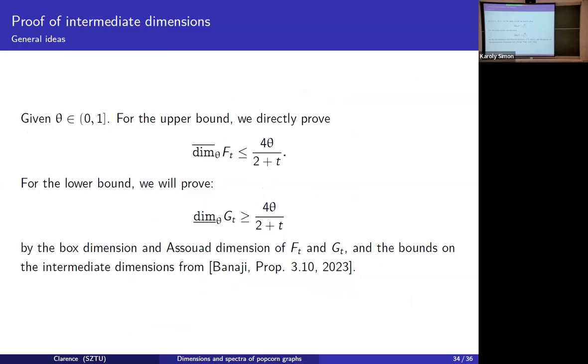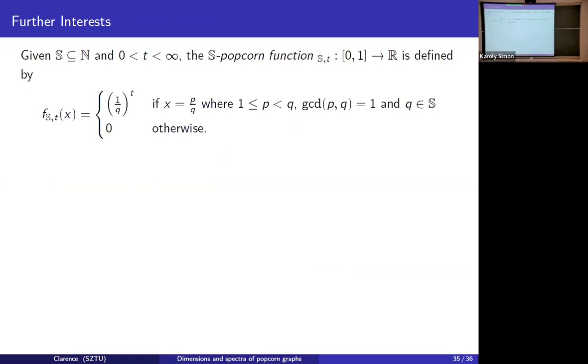As for the intermediate dimensions, we have a definition-based proof. But if you have noticed the alpha dimension and the box dimension, you can just use the alpha dimension and the box dimension to get a desired bound for the intermediate dimension. And for the upper bound, we just use the natural arguments again. And as for the lower bound, we just use the alpha dimension and the box dimension to get the desired ones.